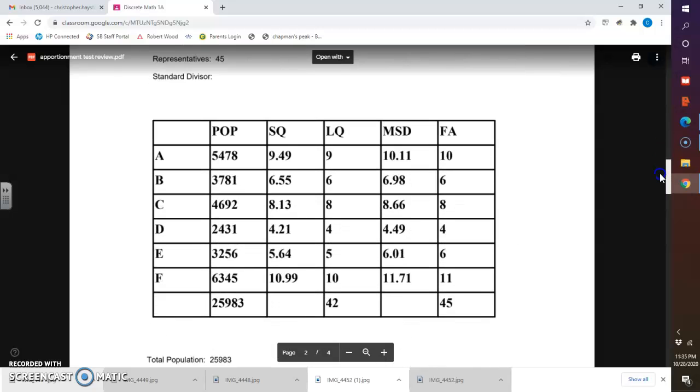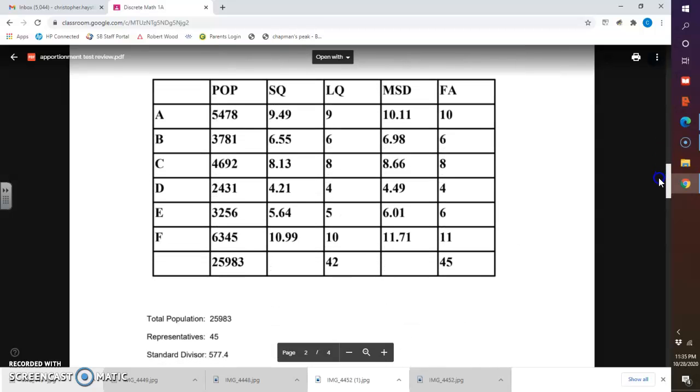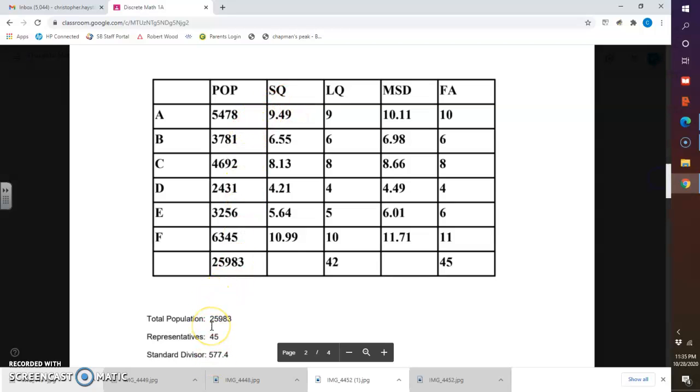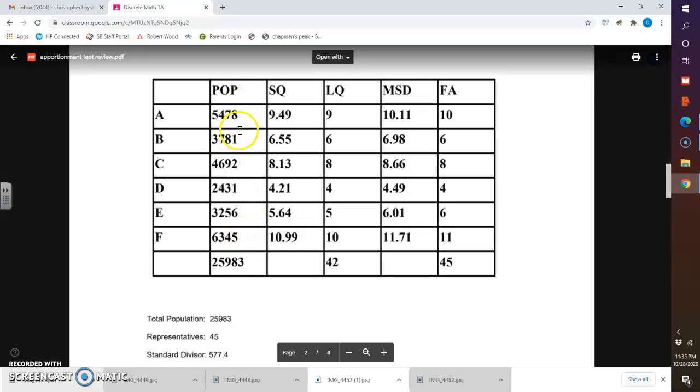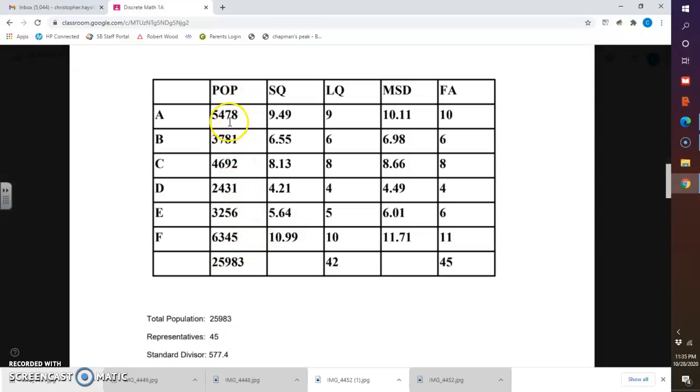Jefferson method, a little bit more complicated. So I add up, I get my total population of 25,983. I divide by 45, and I get a standard divisor of 577.4. Then I divide each population by the standard divisor. So for example, 5,478 divided by 577.4 gives me 9.49. We're always rounding to the nearest hundredth.